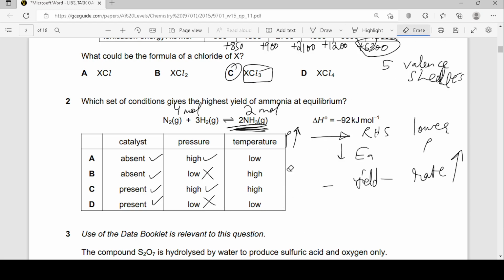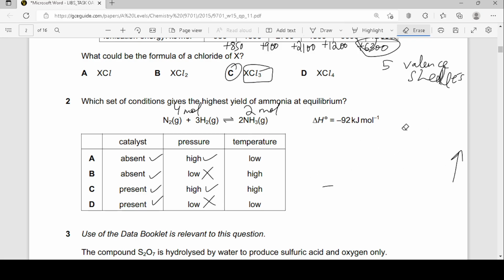Temperature. They have said that delta, what have they stated? They've stated that the standard delta H is minus 92 kilojoules per mole, which means that this is exo and this is endo, right? The forward reaction is exo, the backward reaction is endo. So if the forward reaction is exo, how will it be favored? It will be favored by low temperature.